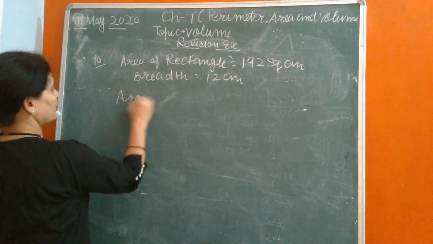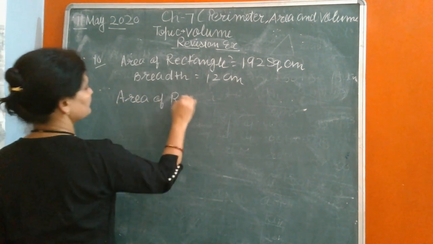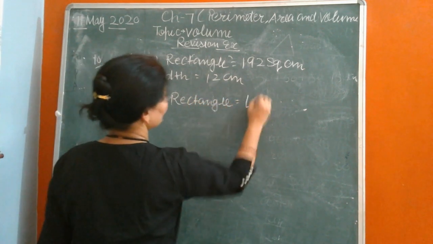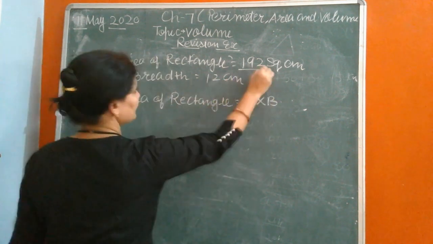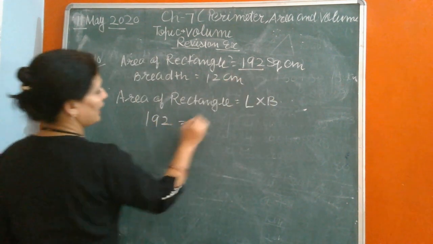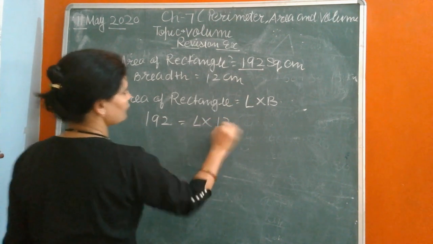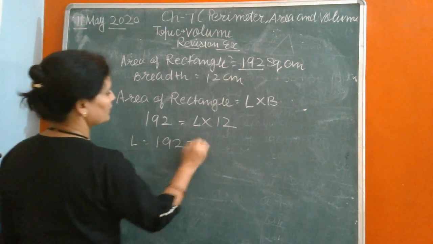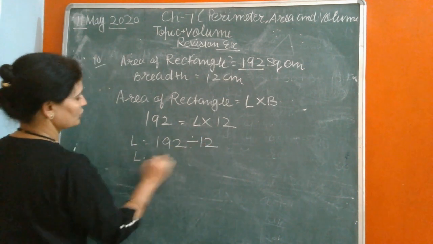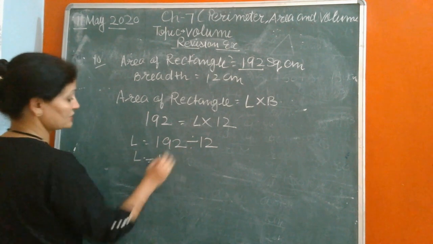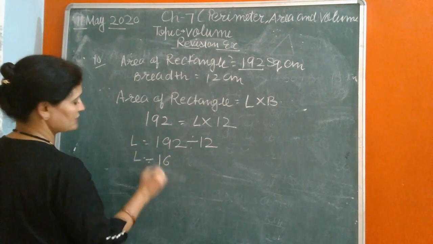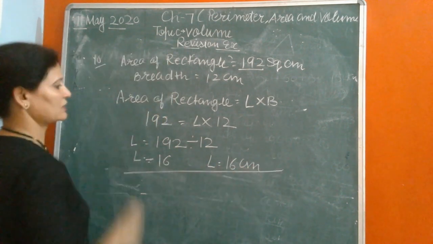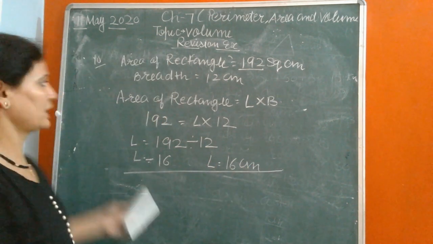Area of a rectangle is length into breadth. Area is given as 192 and length we will find out. Breadth is given as 12 centimeter. Length equals 192 divided by 12. 12 ones are 12, 7 is left, 12 sixes are 72. Length equals 16 centimeter is the answer.